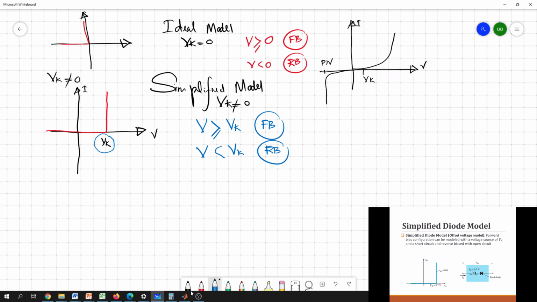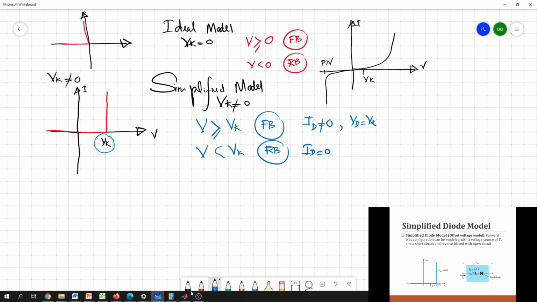For the forward bias case you can identify there is a non-zero diode current, and the voltage drop across the diode is equal to Vk. For the reverse bias case, you can't see any current flow through the network, so this ID is actually 0. So how do we model the diode for these two scenarios?